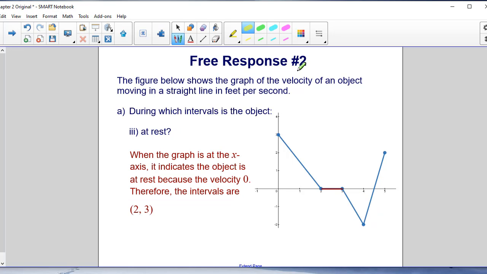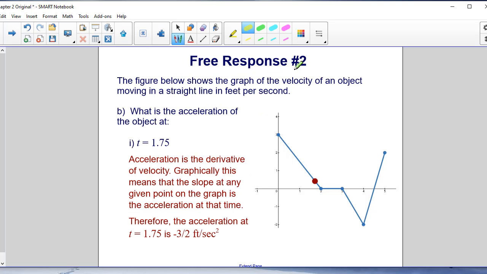Continuing with free response question number 2, part A. Number 3, when will the object be at rest? That occurs when the graph is at 0, which is this interval right here. So when the graph is at the x-axis, it indicates that the object is at rest because the velocity is 0. Therefore, the intervals are 2, 3.